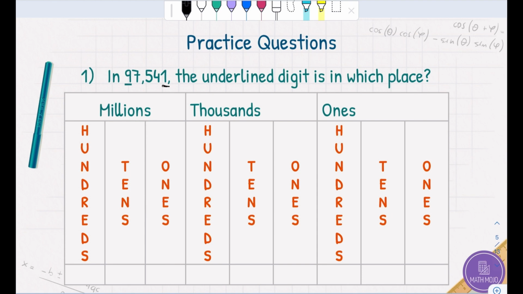Our 1 is going to go right over here. The next number is a 4, which goes underneath our tens section. Then a 5, and then it's a 7. And now we've reached the underlined number, which is our 9, right over here. So our 9 would go right underneath our ten thousands section. So that's where our underlined digit is.